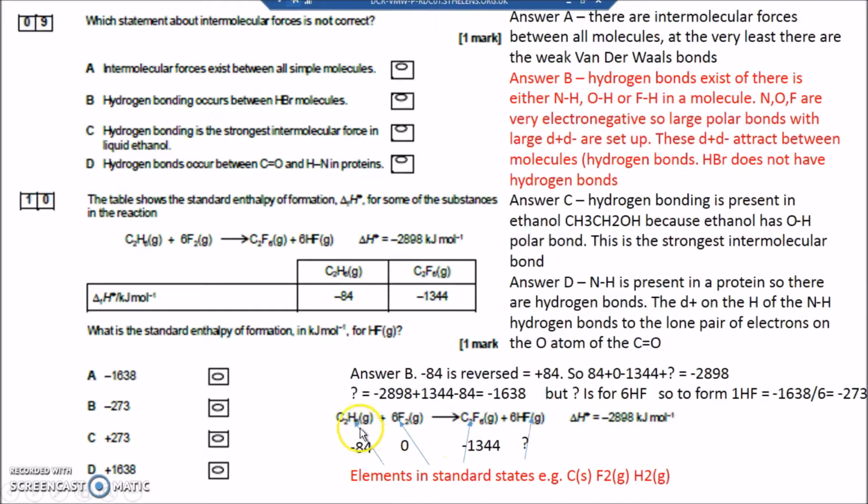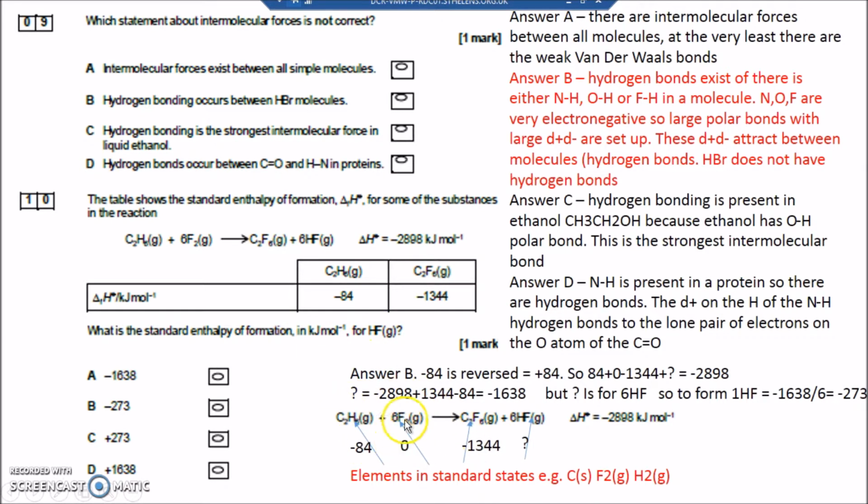And when I form the C2H6 here, it says it's minus 84. So I'm forming it from the elements in their standard states, and I'm making this minus 84. Fluorine is already in its standard state, F2. That's as you normally find it, just a normal element. It's not combined with any other atoms, so I've not actually had to make it at all. So the enthalpy is 0 for that. To make C2F6, then it's minus 1334 here. And to make 6 lots of HF, I don't know. That's what I need to find out for HF.